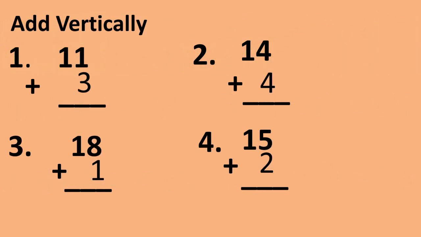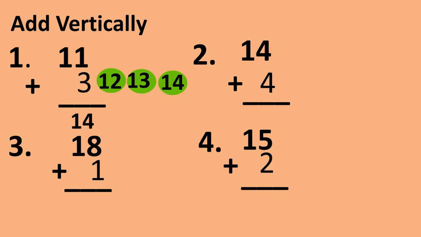Now student, we will add vertically. So the first sums is 11 plus 3. So which is the bigger number? Yes, 11 is a bigger number. So 11 number we will keep in our mind, and for 3 number I will draw 3 dots. Now we will count number forward after 11. 12, 13, 14. So what answer we got? Yes, 11 plus 3 is equal to 14.